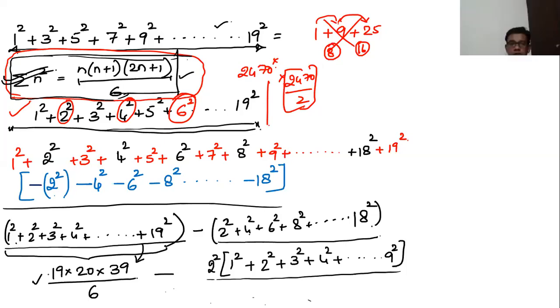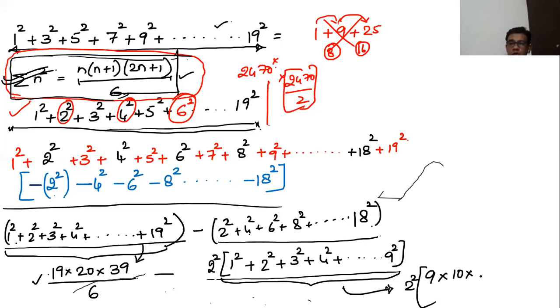Welcome. So now I have taken this 2 square common out and I got 1 square, 2 square, 3 square. Now look at this. This is also the sum of squares of n natural numbers all the way till 9. So I can write this as 2 square anyway I have. N value here is 9. So 9 into 9 plus 1, 10, into 2 into 9 plus 1, which is 19, whole divided by 6. So I have to use this, which is 19 into 20 into 39 by 6 minus 2 square into 9 into 10 into 19 by 6.